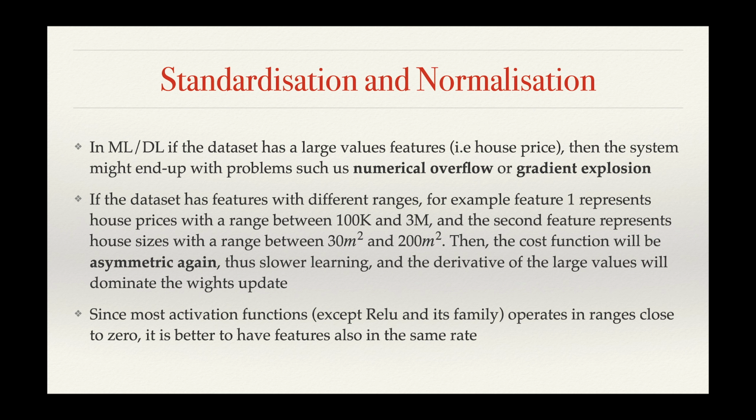So asymmetric basically means slower learning, and the derivative of the large values will dominate the weight updates. For example, if we are estimating the gradient along the house price and along the house size, the gradient of the house price will always be bigger, and that's what it means. It will dominate the learning process.